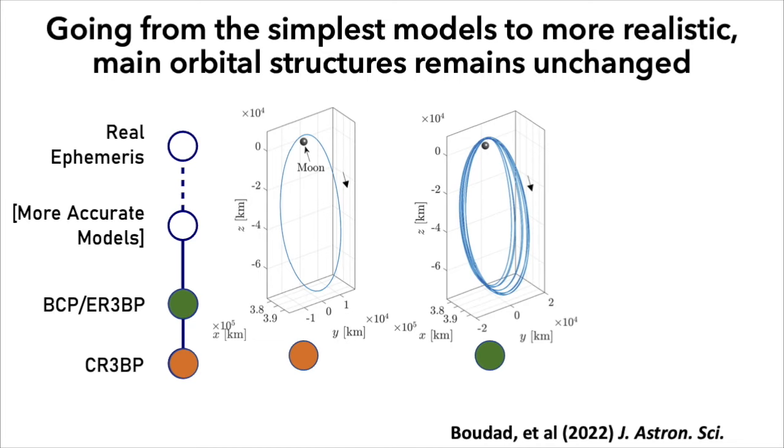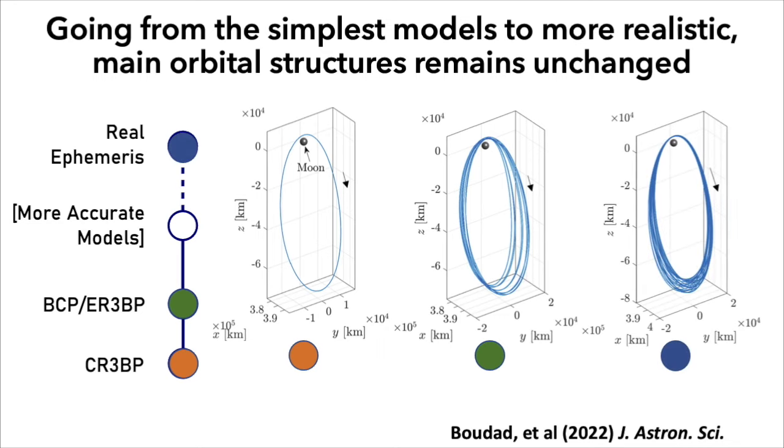That's nice. If you include the effect of the sun and the moon's ellipticity, you get something that doesn't exactly close back on itself, but it's similar. It might be well approximated by this. If we now go to the real ephemeris, it looks more like this bicircular and elliptic problem than it does anything else. And again, you could use tools of differential correction to find these things.